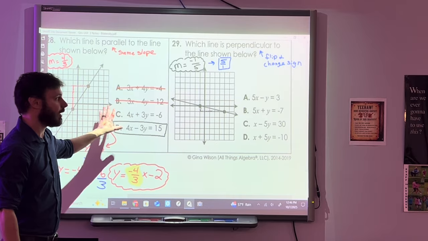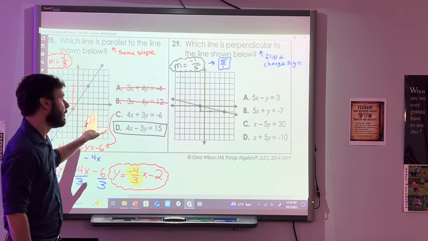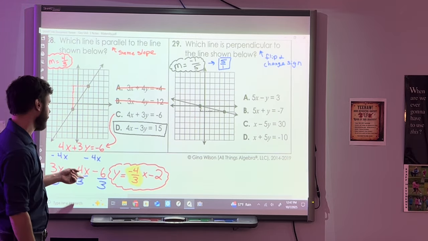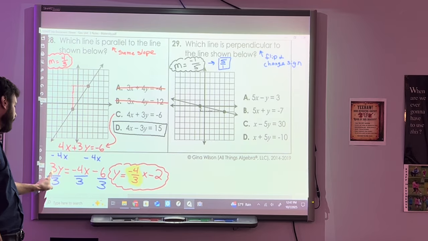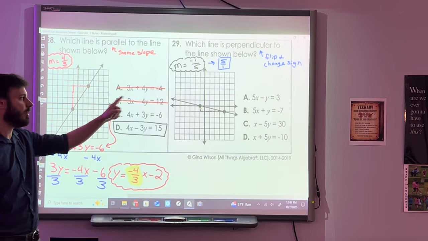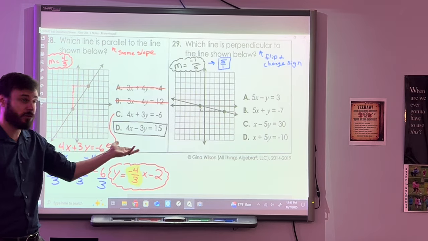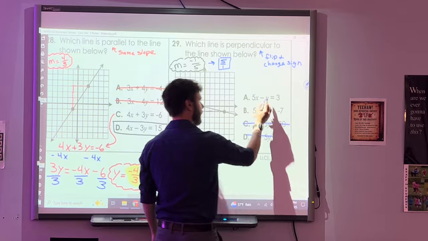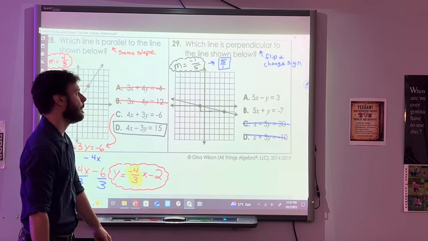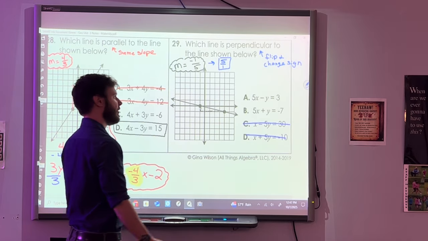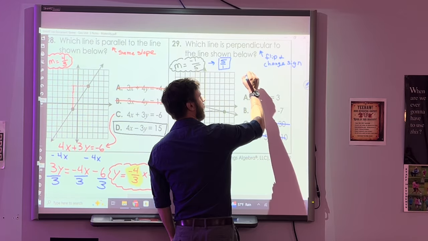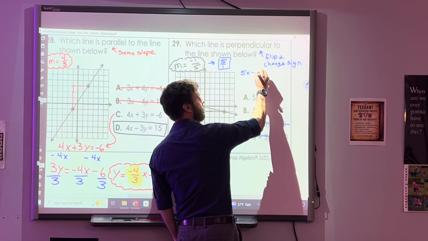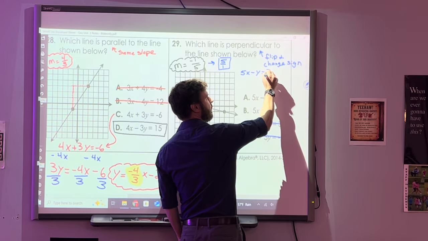So let's go back and see if we can cross off some answers. The 5 is being divided by 1. And remember, we always want to divide by whatever is in front of the y. So we need to find the y's that have the 1s, because those are the answers that we want. These ones right here, they have the 1s in front. Let's take A and let's transform it. This one right here, 5x minus y equals 3.